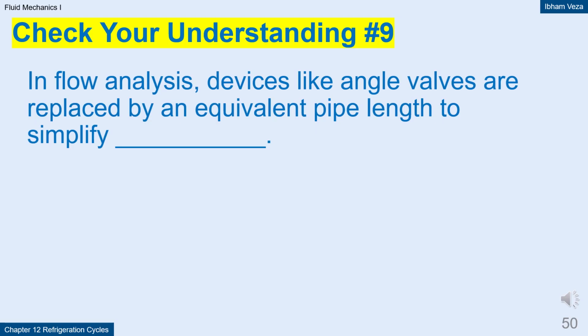Check your understanding, number 9. In flow analysis, devices like angle valves are replaced by an equivalent pipe length to simplify pressure drop calculations.